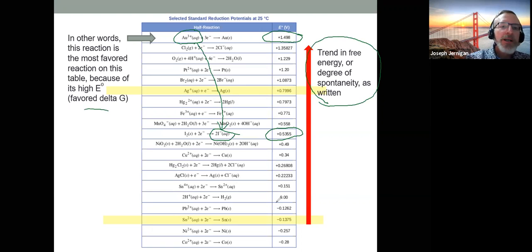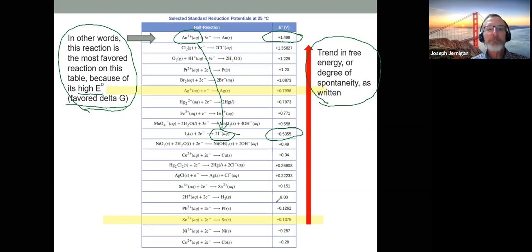In other words, I've got two things. This is even more relevant. This reaction is the most favored reaction on this table because of its high E0. Very favored delta G, so to speak, okay? So with that background, if I put gold 3 in a solution with sodium iodide, I-, what do you think is going to happen?